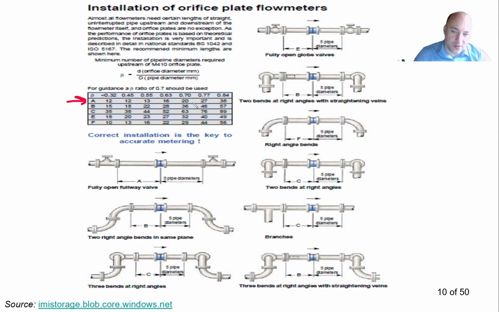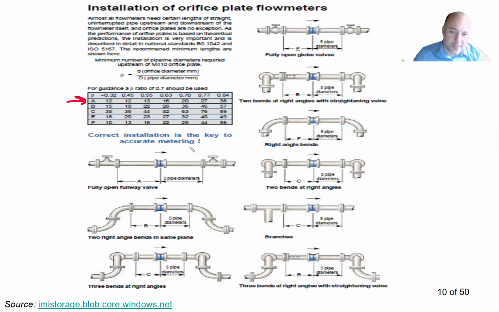So we are in the second column, but now we also need to know something about the geometry of our orifice plate. And the geometry here is depicted by the coefficient they call beta. And it is the ratio between the orifice diameter and the pipe diameter. So as we see, the correct installation is not only a question of the distances and whatever we have in front of the orifice plate, but it is also a question of the geometry of the orifice plate itself.